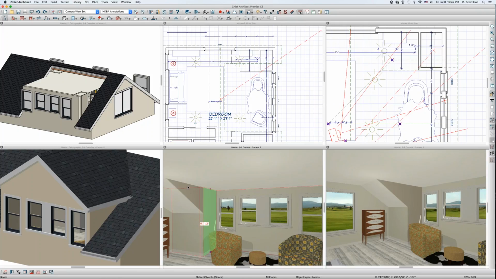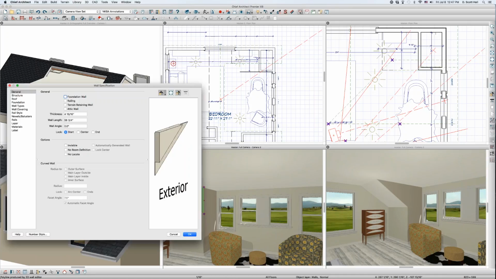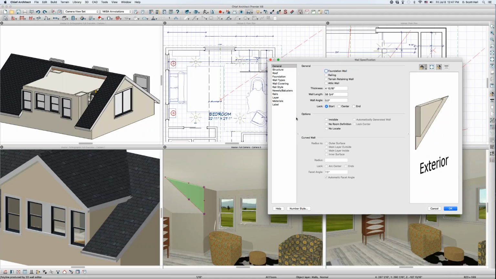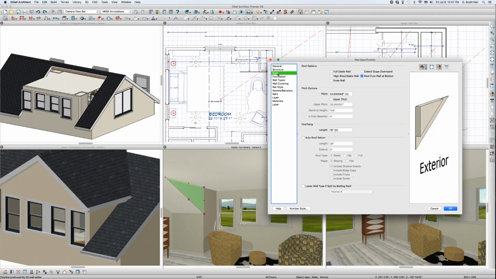So here we go. Here's the magic. What is that? Johnny had it right. Johnny JPC from Anacondas, from Washington somewhere. But look how he defined that: roof cuts wall at bottom. That's what's happening. That wall is actually sitting on the roof.